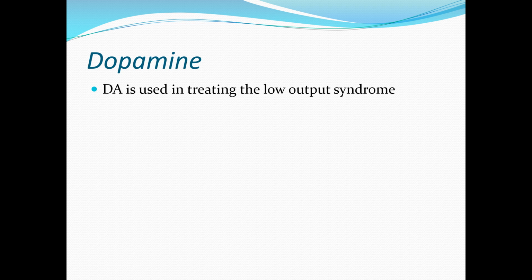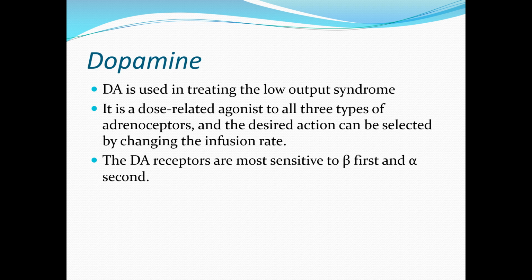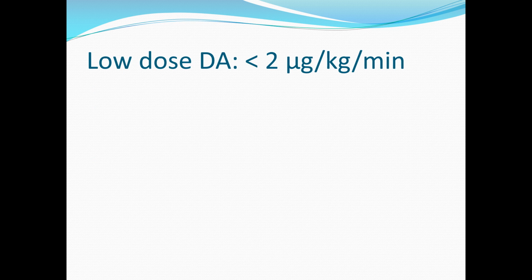Dopamine is used in treating the low output syndrome. It's a dose-related agonist to all three types of adrenoreceptors, and the desired action can be selected by changing your infusion rate, at least theoretically. Dopamine receptors are most sensitive to beta first and alpha second. Not the dopamine receptors, but the receptors that dopamine activates. So low-dose dopamine, what does that mean? Less than 2 mic per kilo per minute.